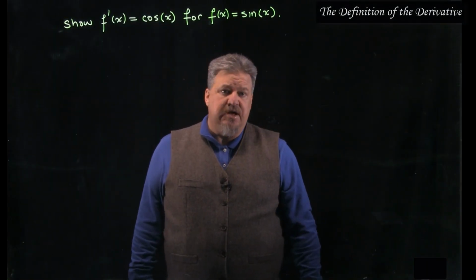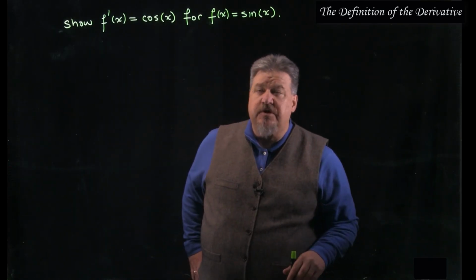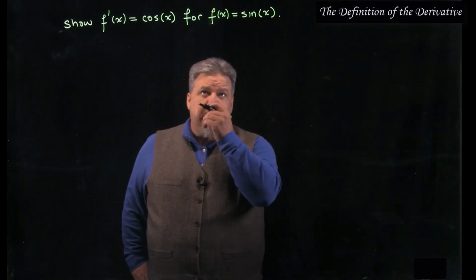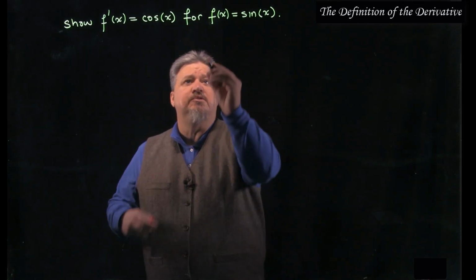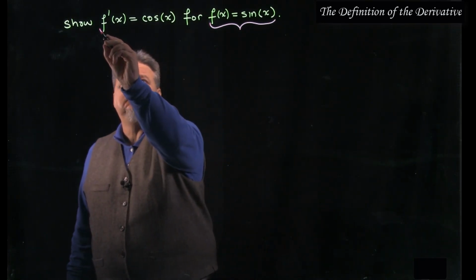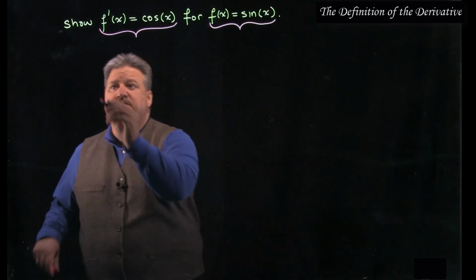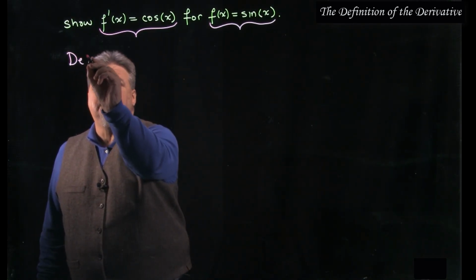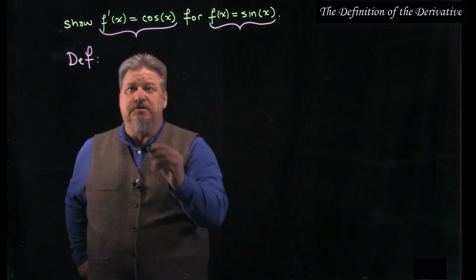Today we're going to be looking at an example of the definition of derivative through the limit process. So for this problem, for f of x equal sine x, what we want to do is show that the derivative at x would be cosine x. And we do this by using the definition of the derivative, which is what we're going to do today.